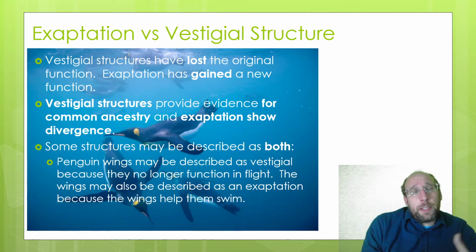So, like I said, some characteristics can be described as both vestigial and exaptations. Penguins' wings, for instance, may be described as vestigial structures because they no longer function in flight. But the wings, since they also help them swim, could also be described as an exaptation. Also, the appendix could be described as vestigial because it no longer has the function to house bacteria to digest cellulose, but it does have some immune system function, so that could be described as an exaptation.